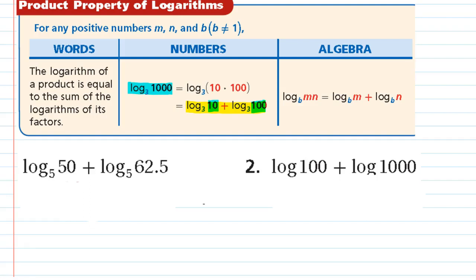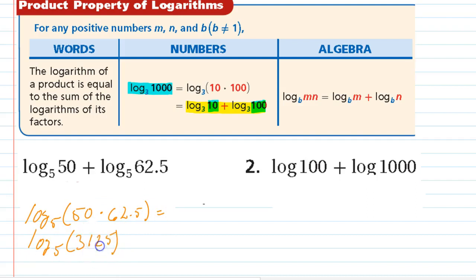Here's a couple examples. Log base 5 of 50 and log base 5 of 62.5. First, notice that the bases are the same. They both have a base 5. Then the first thing I'm going to do is multiply 50 times 62.5, and I'm left with log base 5 of 3,125. Now, if I'm going to solve this, I can set it equal to x because that's what I'm trying to solve.